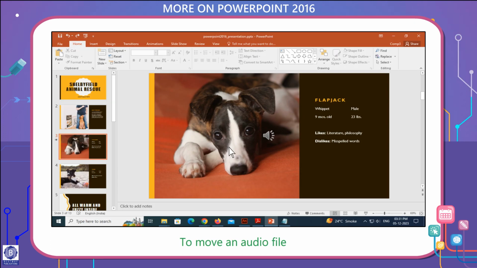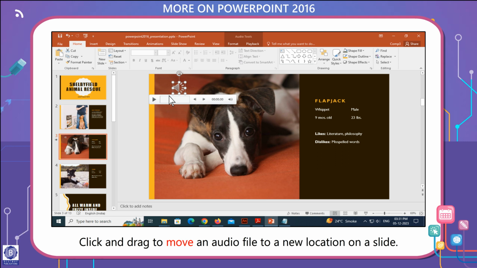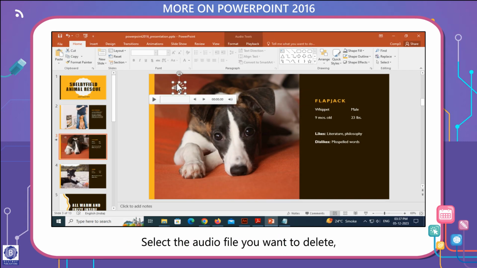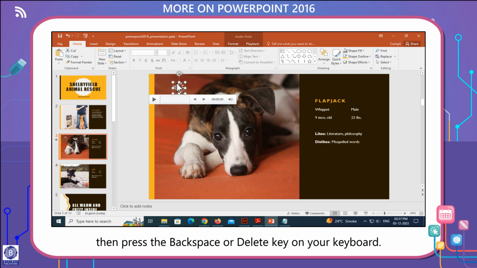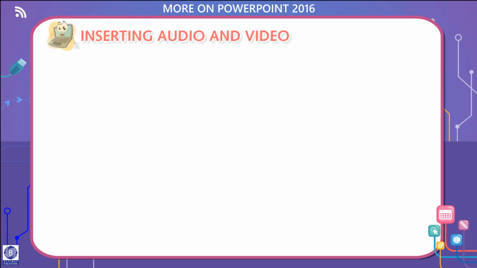To move an audio file, click and drag it to a new location on a slide. To delete an audio file, select the audio file you want to delete, then press the Backspace or Delete key on your keyboard.